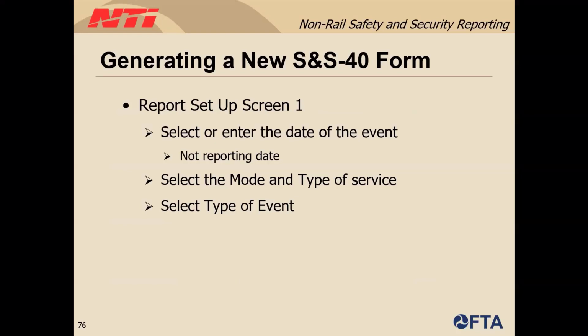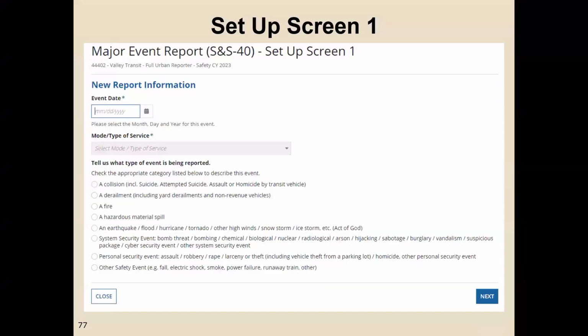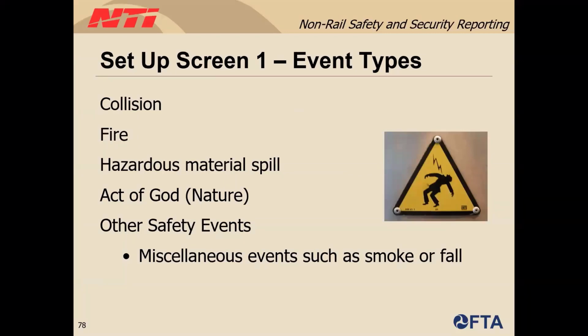The first 2 screens will act as a wizard to help determine if the event meets the thresholds. Screen 1 captures the date of the event, the mode, the type of service, and the event type. This is a snapshot of setup screen 1. Setup screen 1 event types. The first and most common is a collision, followed by fires, hazmat spills, acts of nature, and other safety events that meet a threshold. Each of these will be discussed in more detail later in the presentation.